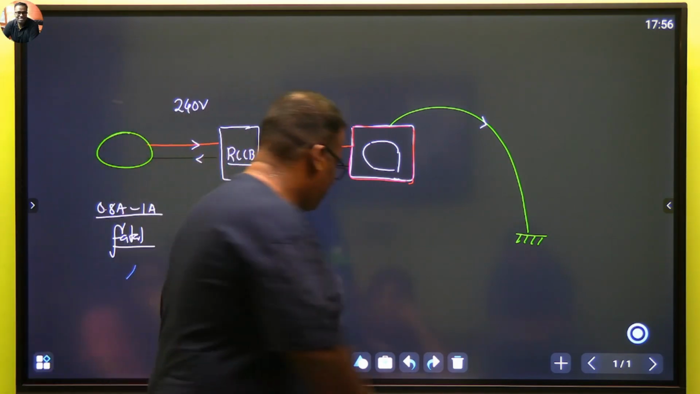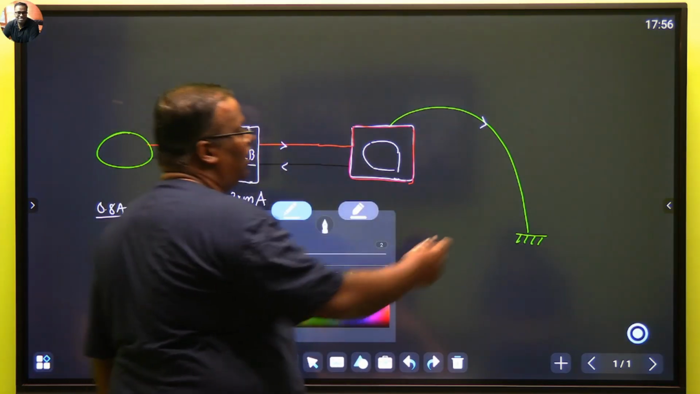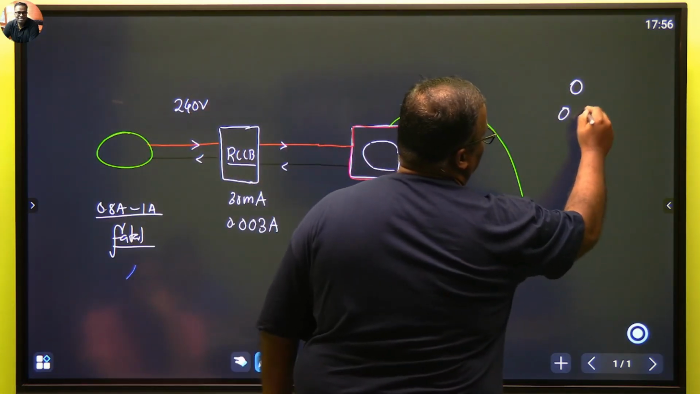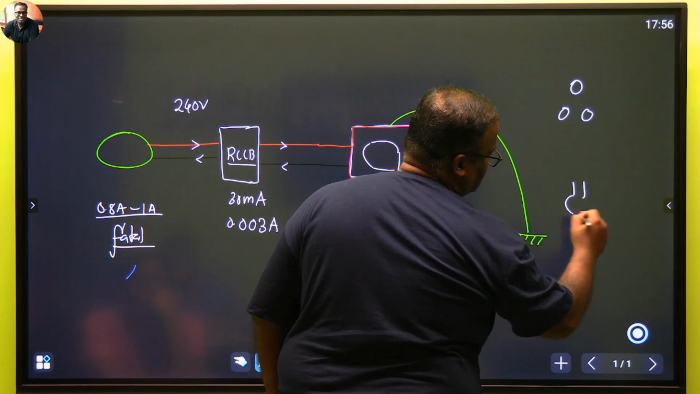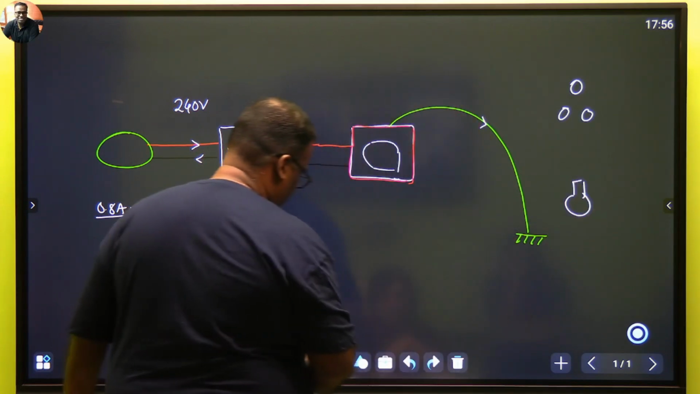And to test the RCCBs in your house, maybe on a day like now, take your 3-pin plug and take one test lamp. This is a test lamp, and take 2 leads out of it.